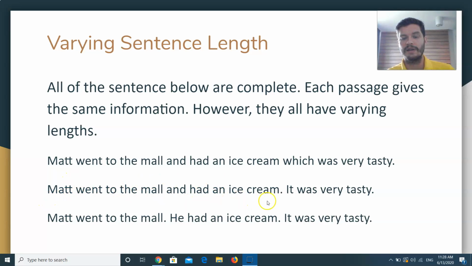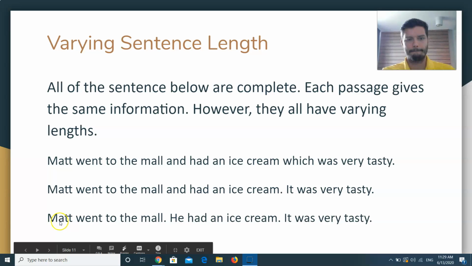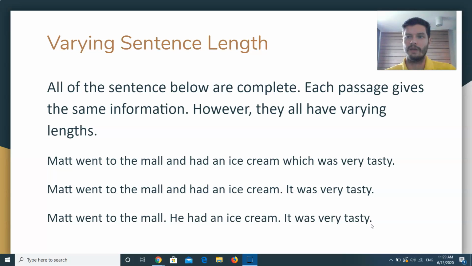Matt went to the mall and had ice cream. It was very tasty. So you can hear my rhythm changing there, right? Or I could say, Matt went to the mall. He had an ice cream. It was very tasty. That one becomes kind of short and choppy, and maybe that's how you want your writing to sound. You might have your own reasons for that.